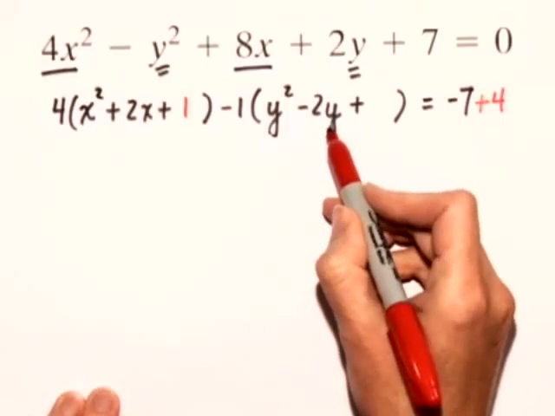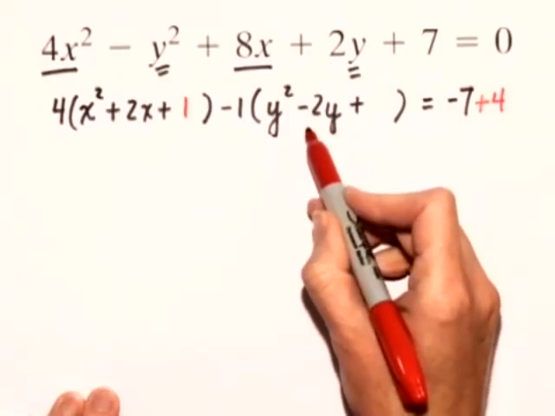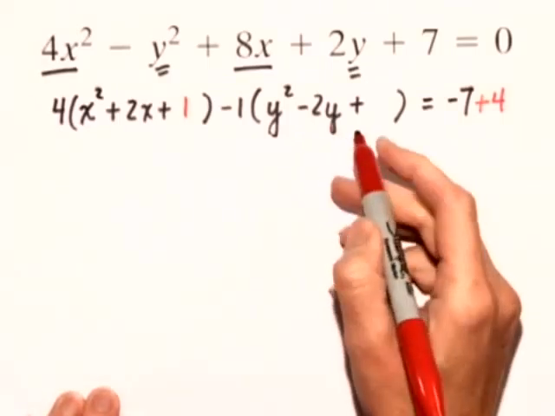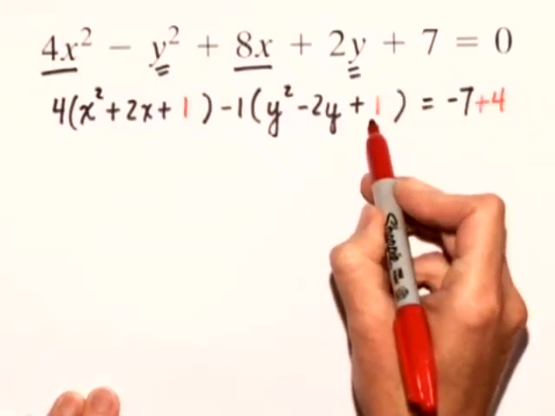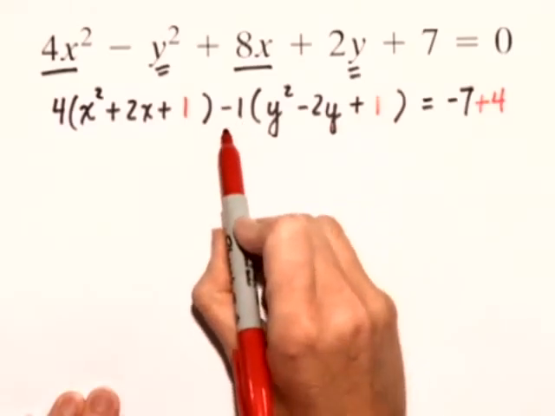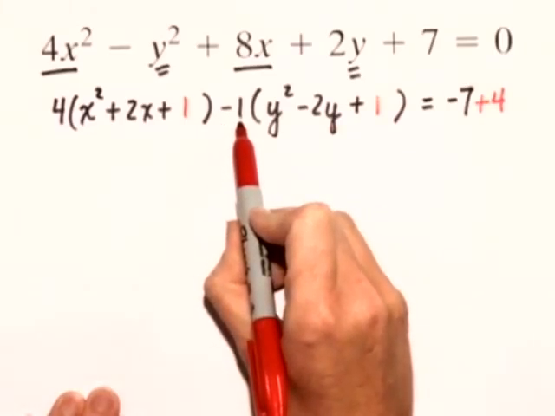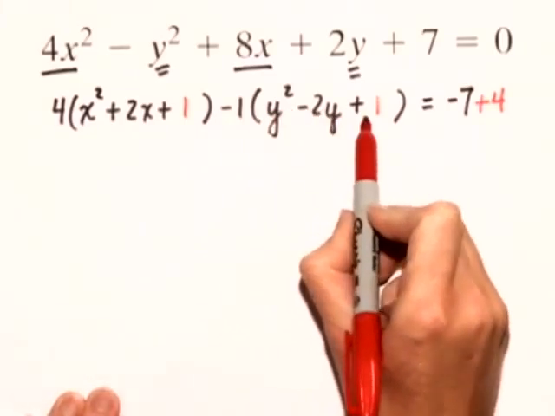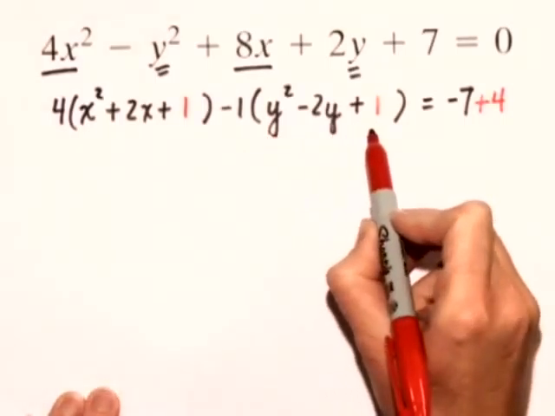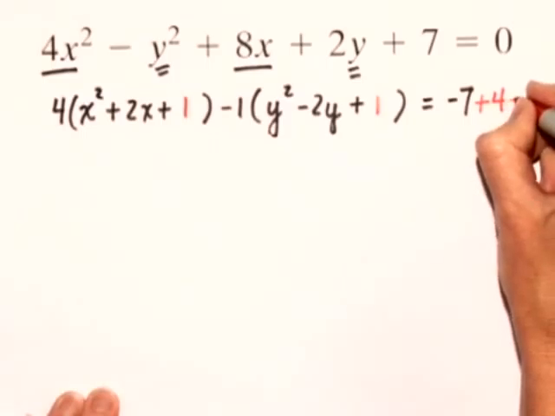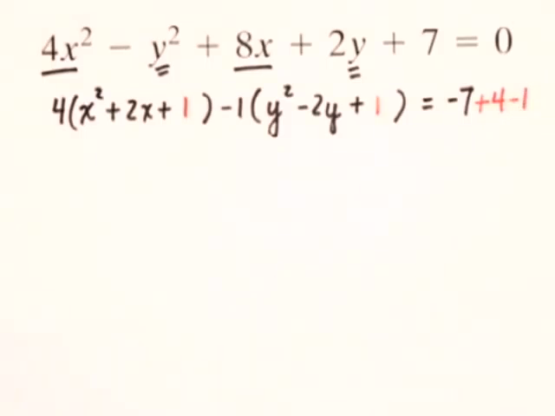Let's complete the square on y. Half of negative 2 is negative 1. When we square that, we get 1. Now we really just subtracted 1 because we have this negative 1 in front of the parentheses. Negative 1 times 1 is negative 1. Because we subtracted 1 from the left, we'll also subtract 1 from the right.